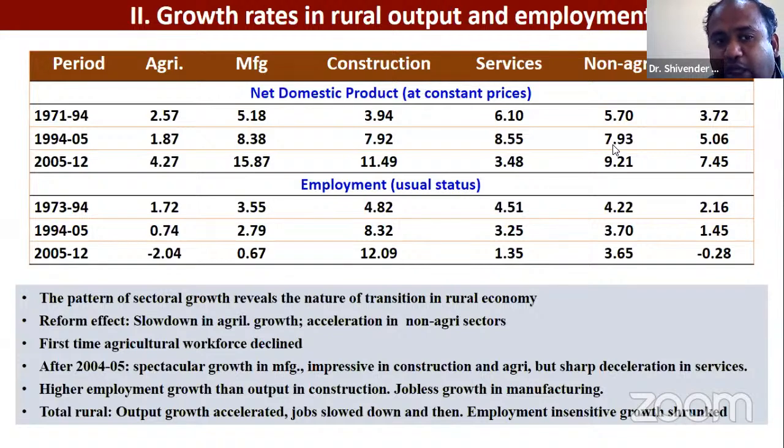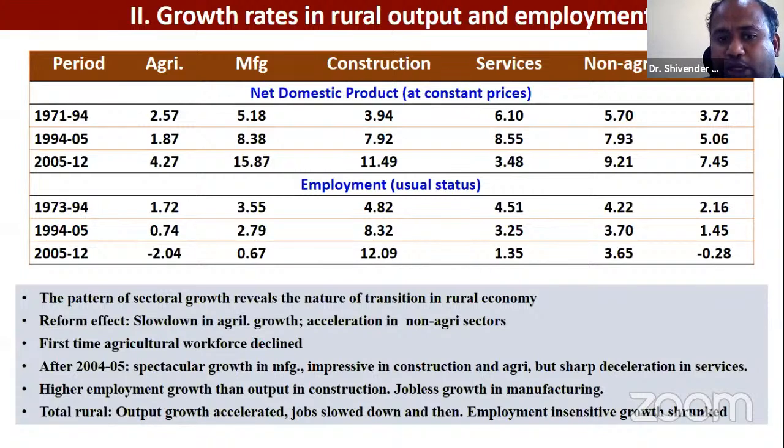So you can clearly see that in terms of output, growth in agriculture decelerated between 1993 to 2004 as compared to 1971 to 1993-94, but non-agriculture has accelerated. And even in recent years, 2004 to 2011-12, it has increased at 9%. Agriculture also has increased by 4.2%. So we can see that after 2004-5, growth in agriculture has increased significantly, but it is still almost half of the growth in the non-agriculture sector in the rural areas.